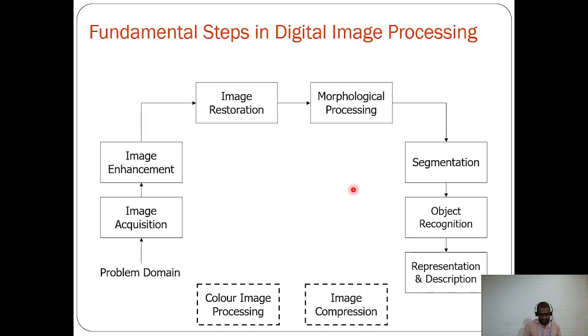The first one is image acquisition, then image enhancement, image restoration, color image processing, wavelet and multi-resolution processing, compression, and morphological image processing. The next step is segmentation, then representation and description. The final one is object recognition. All these steps are connected to the knowledge base.